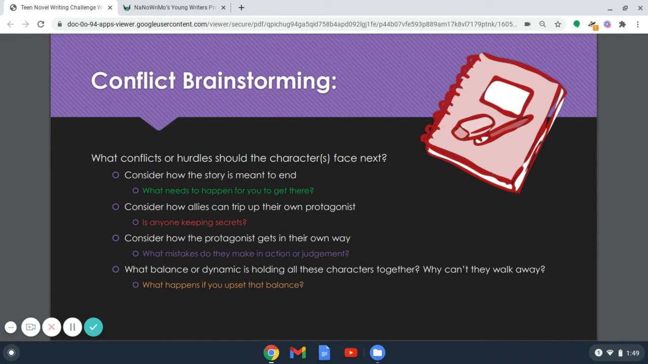You want to consider how the protagonist gets in their own way, because that's another way that kind of internal conflict we've got going on. So what mistakes does your character make either in action or in judgment that lead to consequences for both themselves, for their allies, for maybe people they don't know yet? And when we think about that definition that we talked about at the beginning of tension, what kind of balance or dynamic is holding all of your characters together? Why can't they walk away? Why are they working with each other? And if you upset that balance, what happens? And you do want to upset that balance to some degree.